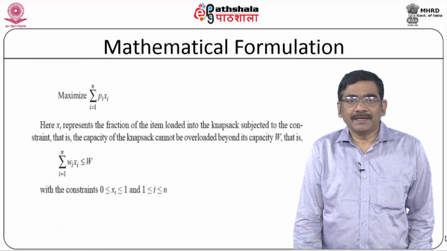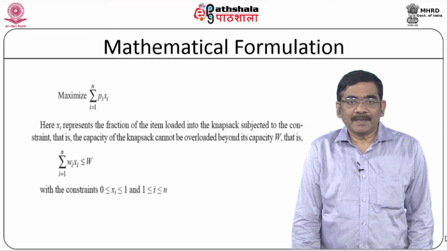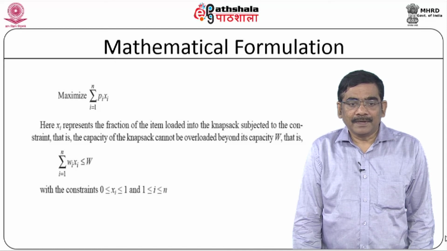Fine, we will take the fractional knapsack problem and try to give a mathematical formulation. The mathematical formulation is like this. xi represents the fraction of the item that is loaded into the knapsack, and the corresponding profit is going to be P of i, and every item has a weight W i.